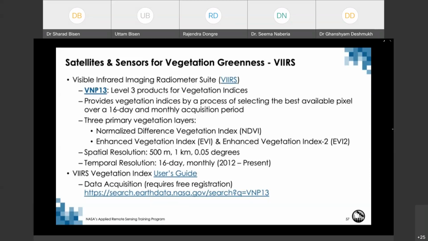the operational EVI issues. Level 3 spatial and temporal gridded vegetation index products are composites of daily surface reflectance. They are generated at 500 meter, 1 kilometer, and 0.05 degrees every 16 days, as well as the calendar month. Both the user's guide and link to download the data products are provided below.